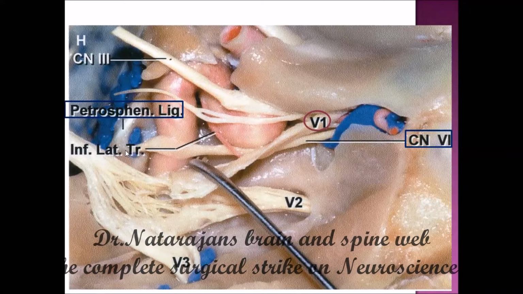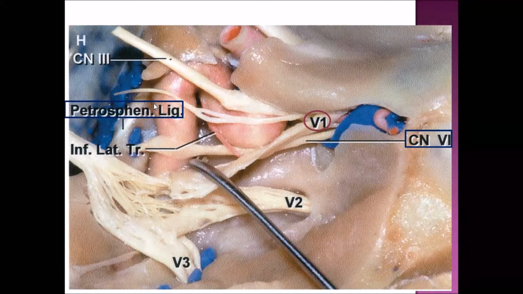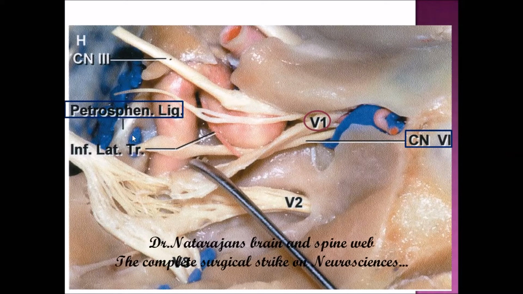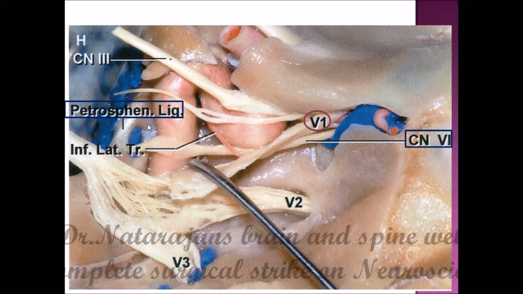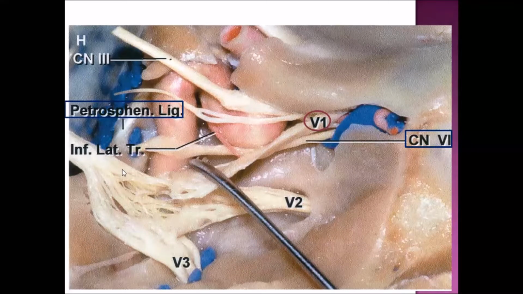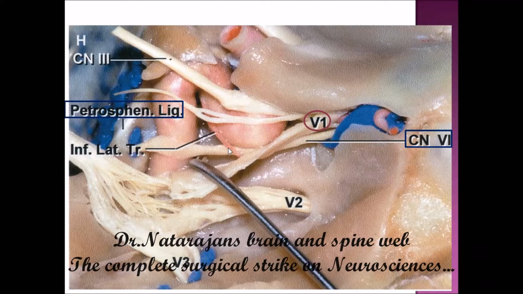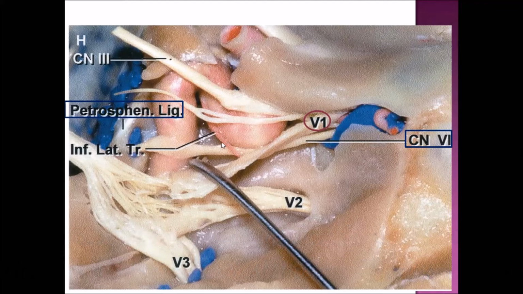This is the petrous apex, and here you have the lower part of the dorsum sella. So this ligament connects the lower part of the dorsum sella with the petrous apex, and thus this foramen is converted to a canal. This opening between them is made a canal by the petrosphenoid ligament, also called Gruber's ligament. And this you see is an infralateral trunk which passes above the sixth nerve, the abducent nerve.